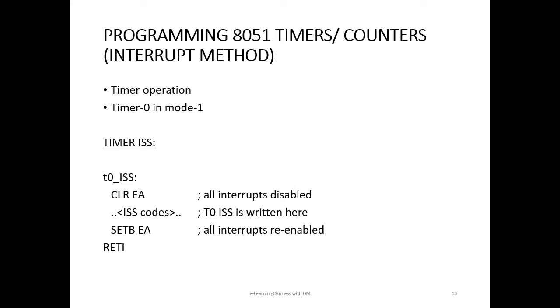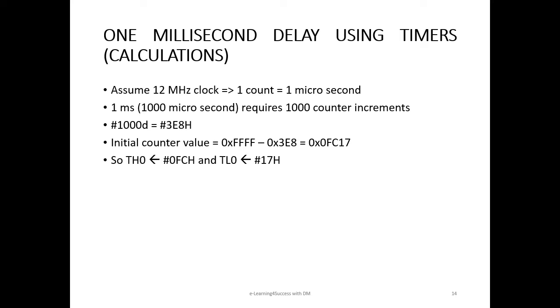Then we will write the required code for executing the task at the time of interrupt. After this the interrupt bits are re-enabled by setting the EA bit. You may note the RETI instruction being used at the end of this interrupt service subroutine. Now we will take a problem in which 1 millisecond delay is required.